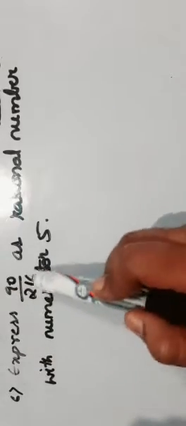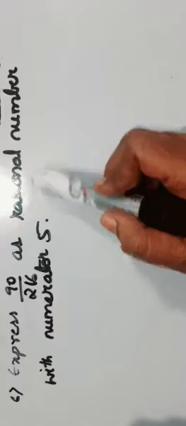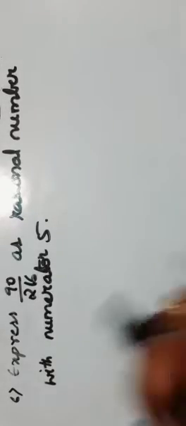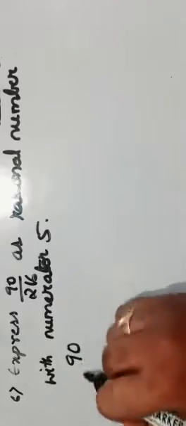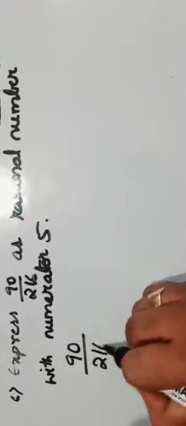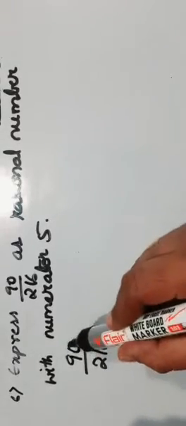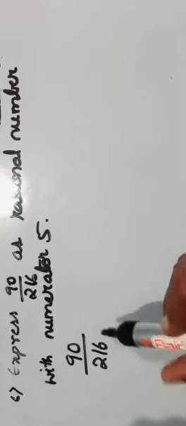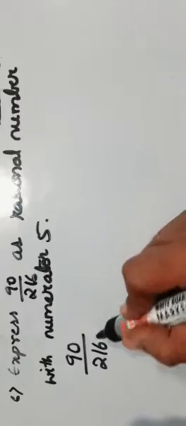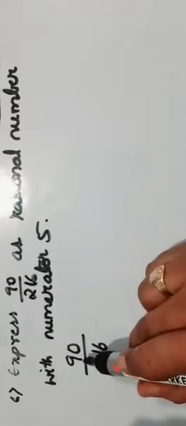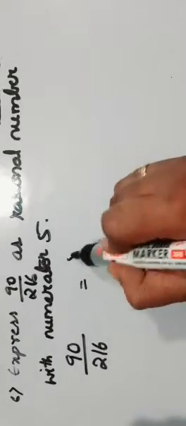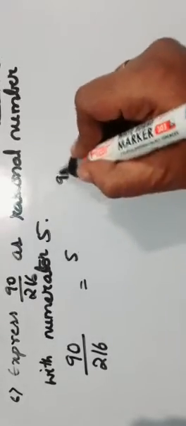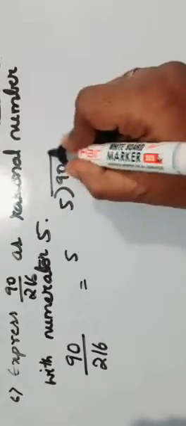Express 90 by 216 as a rational number with the numerator 5. Let me write the given rational number, that is 90 by 216. Here 90 is the numerator and 216 is the denominator. Children, with what number you divide 90, you get 5 in the numerator? To find out, let us divide 90 by 5.